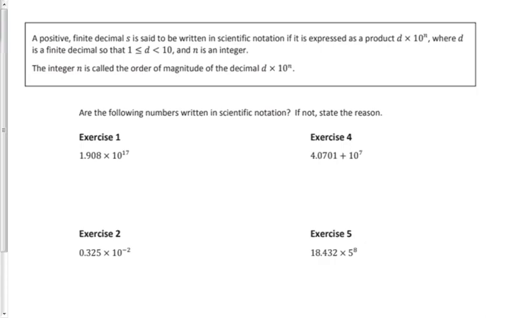Now, scientific notation is a notation where you have a number times 10 to a power. That front number has to be a finite decimal, meaning it has to end. It has to be between 1 and 10, and the exponent has to be an integer. So for instance, example 1 would be scientific notation because the first number is between 1 and 10, and it's multiplied by 10 to an integer power. Whereas exercise 5 would not be, because 18.432 is not between 1 and 10, and 5 is not a power of 10. So there you go.